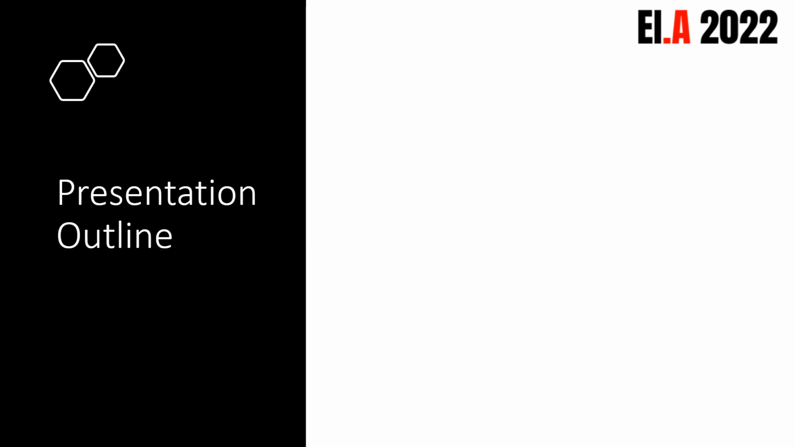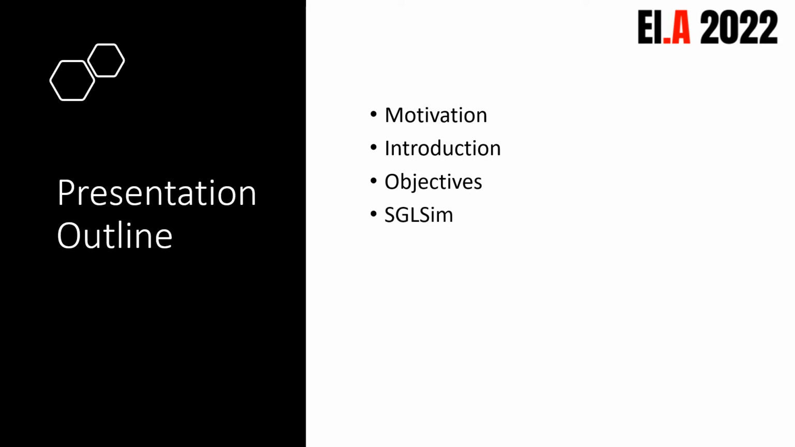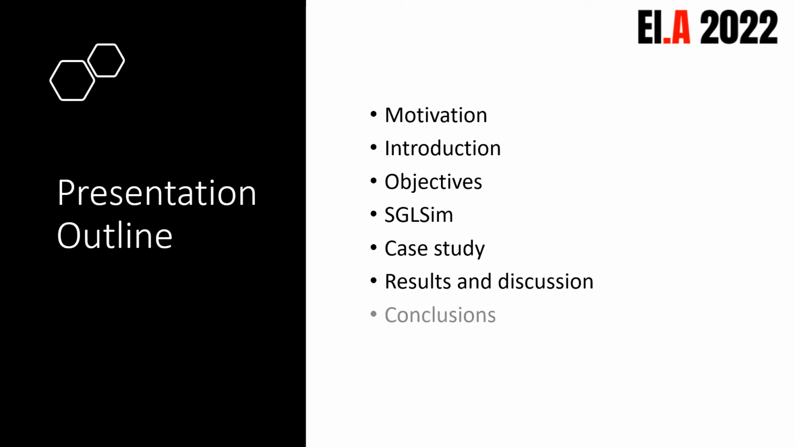The outline of the presentation is that I'll start by explaining the motivation behind the study. Then I'll introduce the problem as well as set the objectives of the study. I'll further describe how the tool is working and what are the different set of parameters which are used as an input to the tool. A case study of a city in India is done with the help of SGLSim tool, the results of which are presented and discussed. Finally, I'll give the conclusion of the paper.